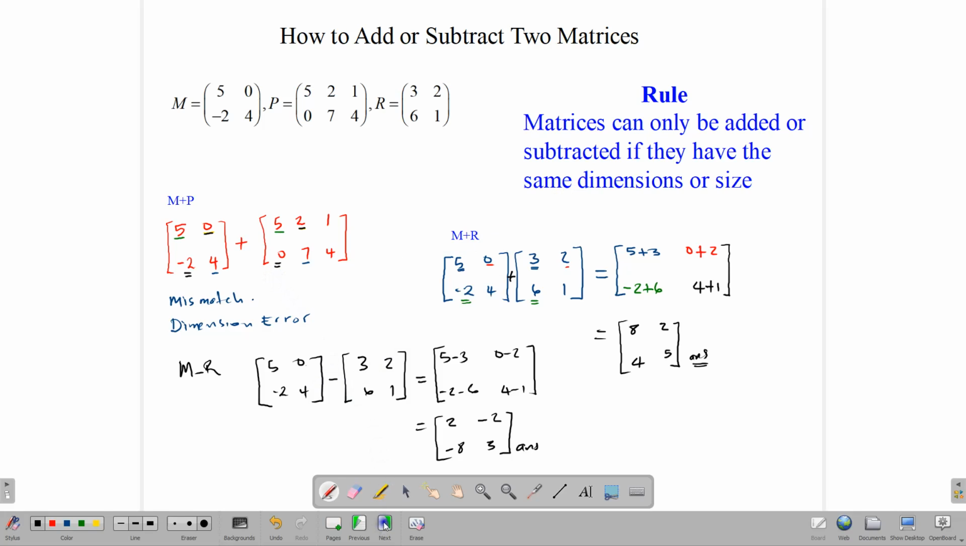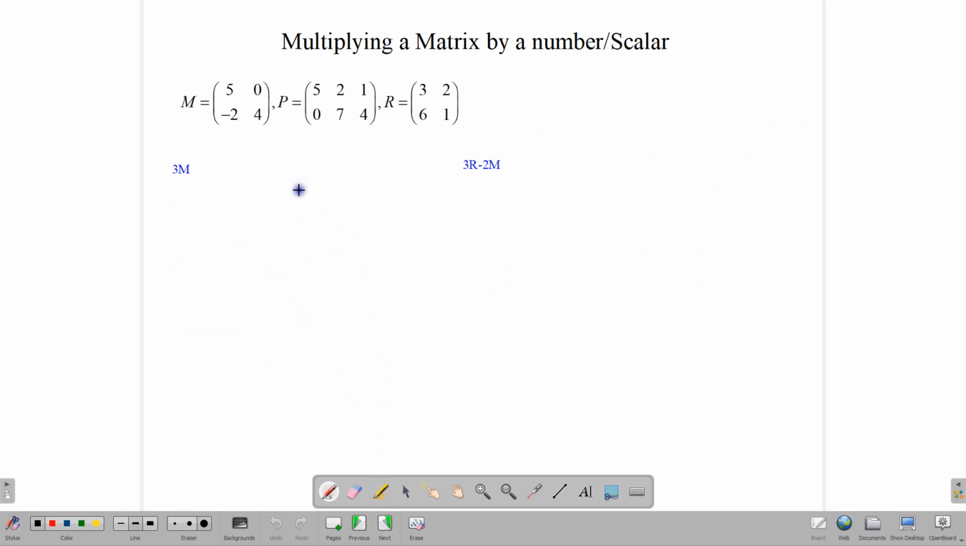All right, let's continue. We can also multiply a matrix by a number. This number is called a scalar. We can multiply a matrix by a matrix as well, but that's for another lesson. In this lesson, we're just concentrating on multiplication and on addition and subtraction. And here we are mixing in some scalar multiplication. A scalar is simply a number. So we're going to multiply this matrix M by 3.